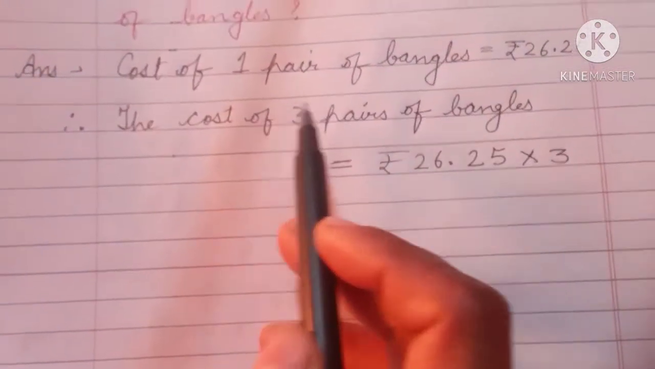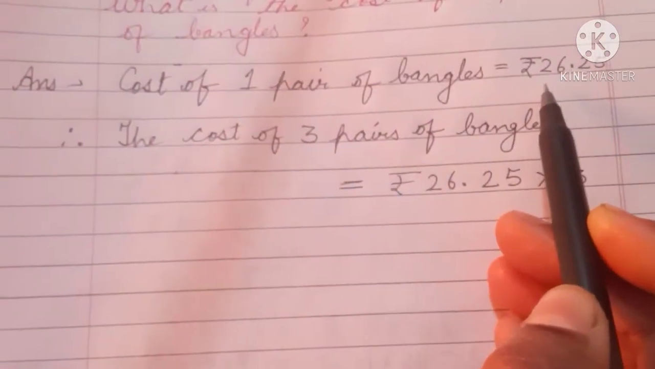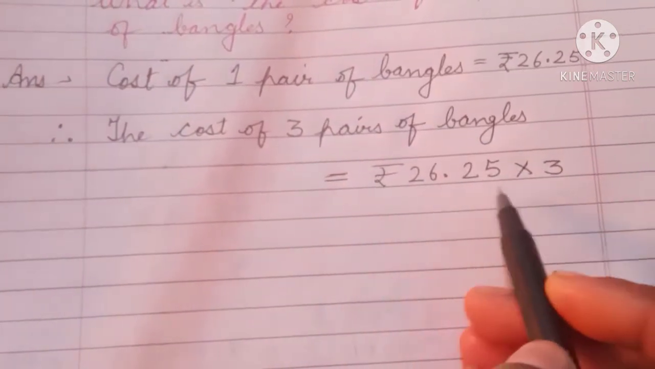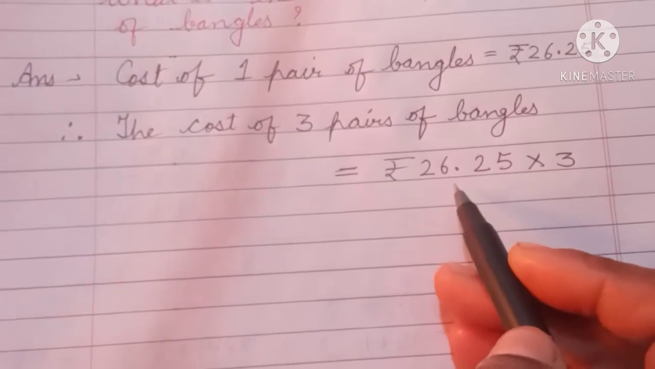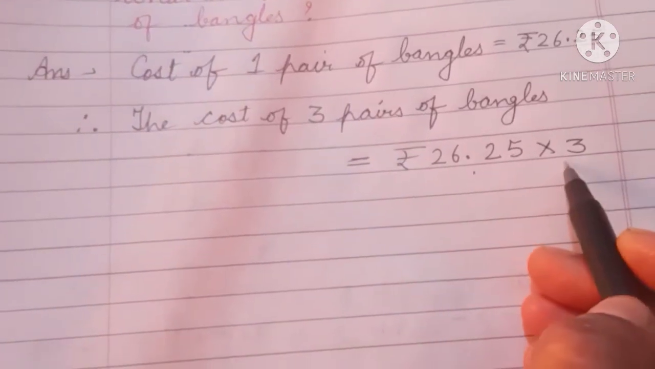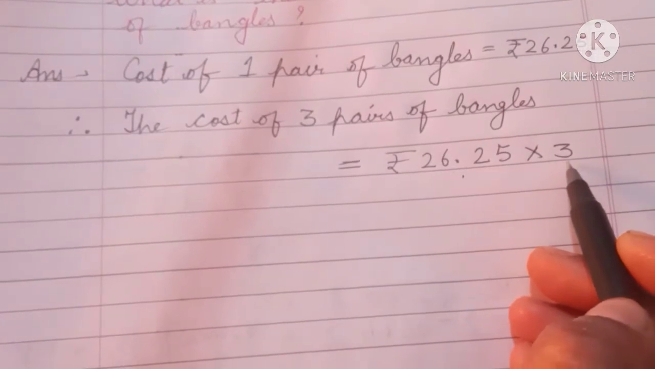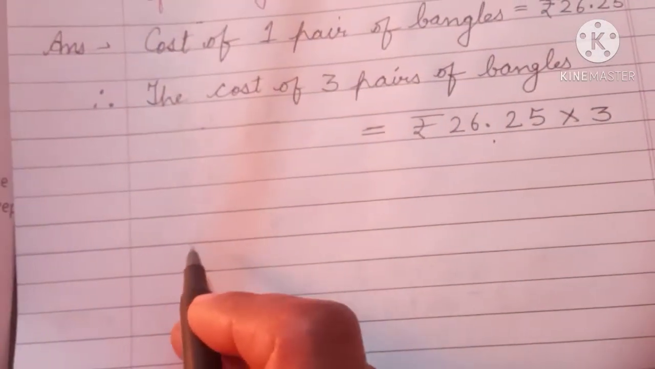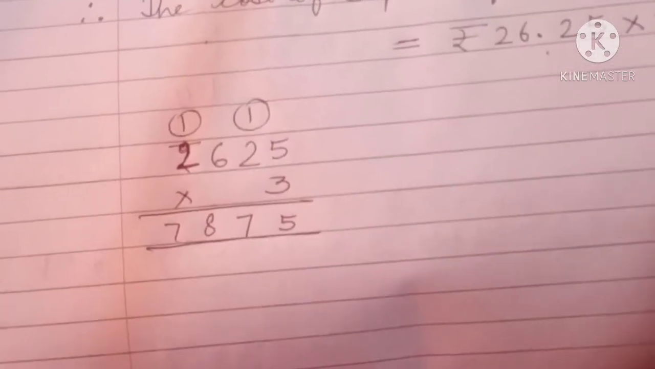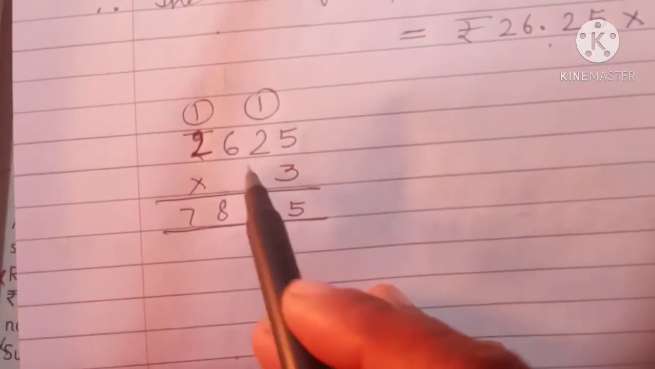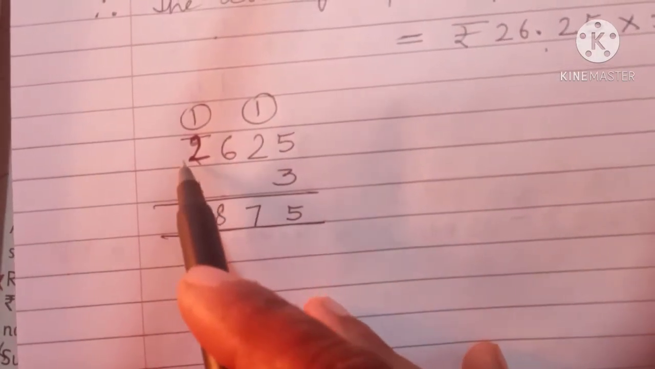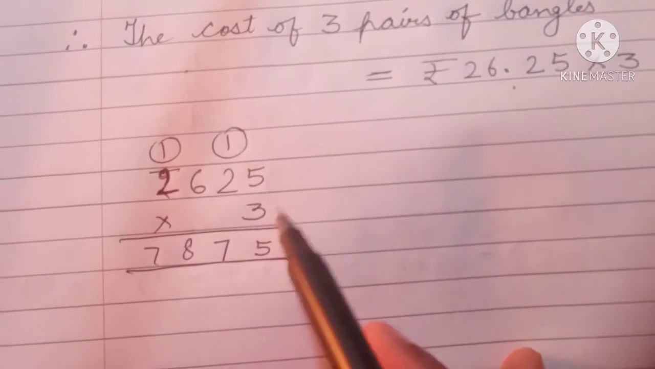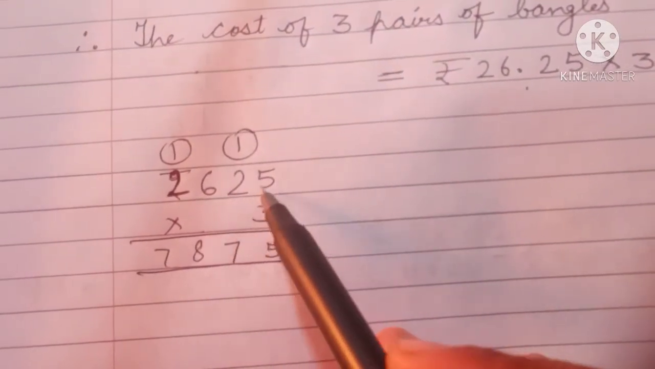Here you write: cost of one pair of bangles is rupees 26 and 25 paise. Therefore the cost of 3 pairs of bangles will be, we will multiply these two, the cost of one pair with the number 3. Show the multiplication here, children. When we multiply, we don't put the point and we don't write the rupee symbol. You just take the number 2625 and multiply by 3.